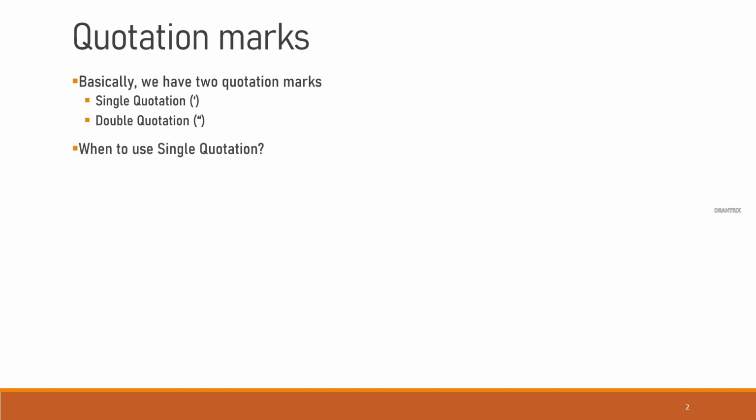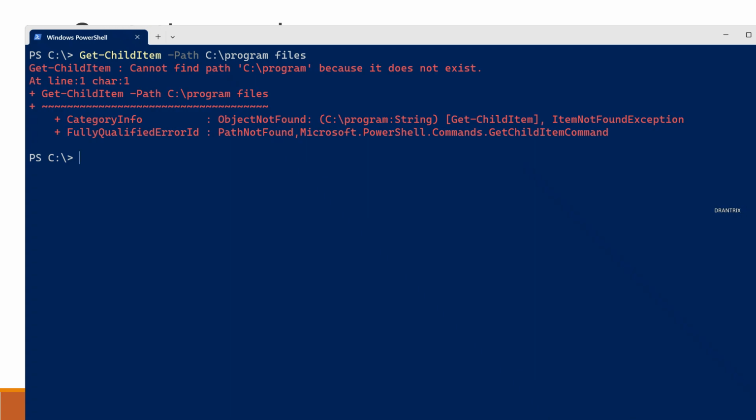So when to use single quotation? Basically, whenever you're writing any string, you just have to use single quotation. I'll show you in an example. Let's say Get-ChildItem -Path, and now I give C:\Program Files. Now if I hit enter, I get an error because I did not include the single quotation for this string, and obviously PowerShell cannot find the path because it just read until the space.